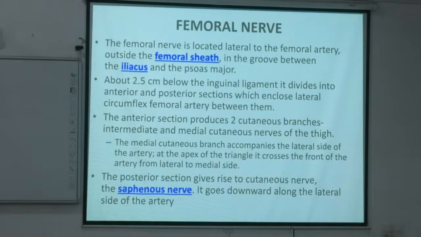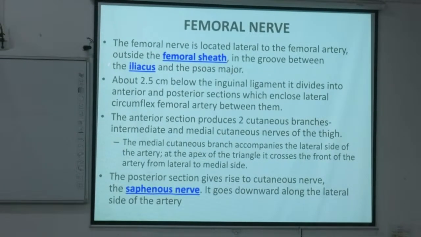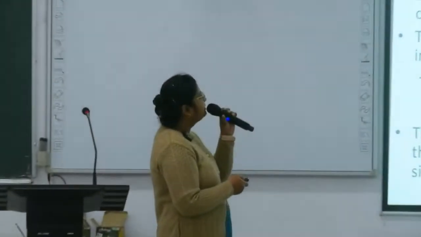Now we go to the femoral nerve. The femoral nerve is located lateral to the femoral artery, outside the femoral sheath, in the groove between the iliacus and psoas major, the iliopsoas groove. Okay, this is important. About 2.5 cm below the inguinal ligament, it divides into anterior and posterior divisions, which enclose the lateral circumflex femoral artery between them. That means the lateral circumflex femoral artery, which is a branch from the profunda femoris, passes in between the anterior and posterior divisions of the femoral nerve.